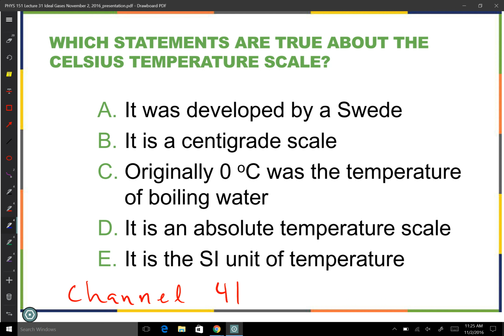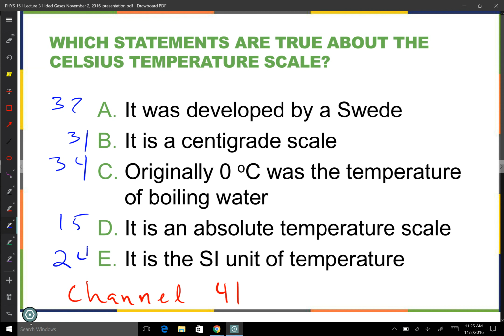We have some pretty tight numbers here: 32, 31, 34, 15, and 24. Now, there are only 2 correct answers here. So discuss with the people around you, and then we'll poll it again. See if you can determine which 2 are the correct answers.